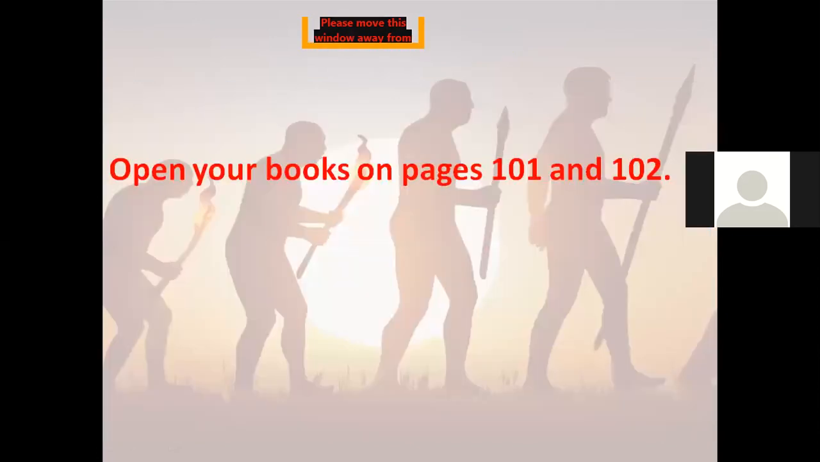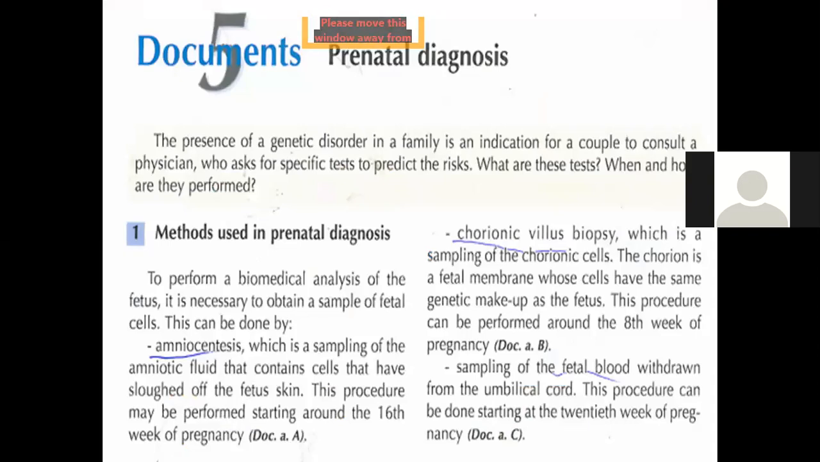Open your books on page 101 and 102. So, prenatal diagnosis: the presence of a genetic disorder in a family is an indication for a couple to consult a physician who asks for a specific test to predict the risks. What are these tests? When and how are they performed? So as I said, to perform a biomedical analysis of the fetus, it's necessary to obtain a sample of the fetal cells. This can be performed by three methods that we talked about.